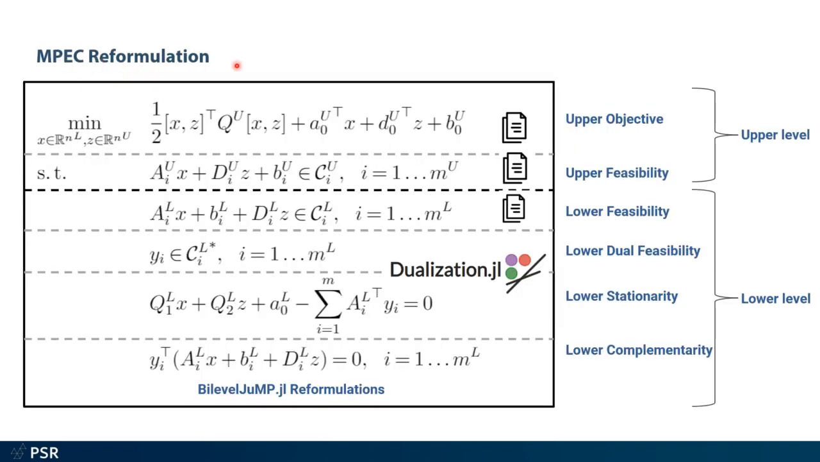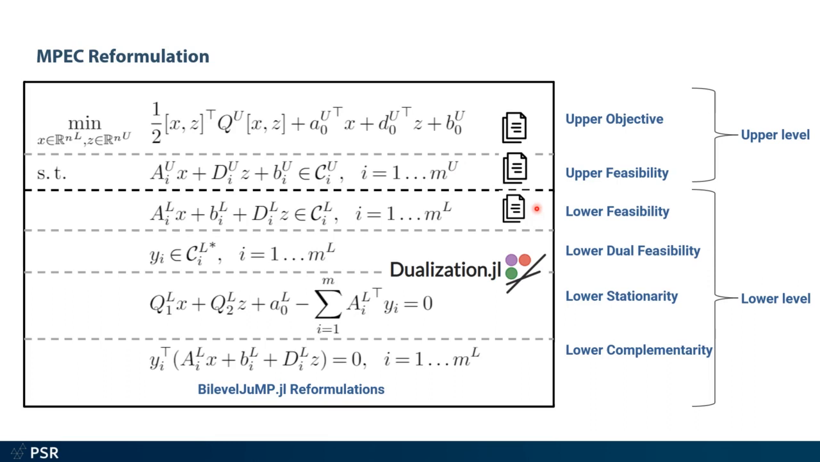The MPEC reformulation, also known as the mathematical program with equilibrium constraints, is a method to rewrite the bilevel program into a single nonlinear optimization program. In this kind of program, we'll keep the upper level program untouched, so we'll just copy the objective function and the feasibility constraints of the upper level to this new program. Then we'll copy the lower level feasibility constraints to the program.